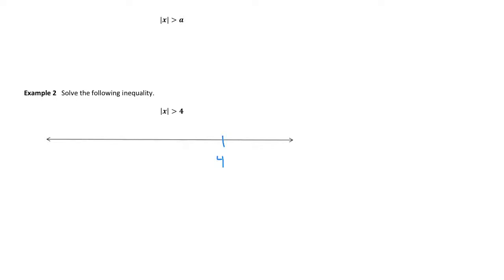Okay, 4 definitely not going to work. There is no equal sign here. So I'm going to put this open circle again at 4. Now I'll try, here's 3, 2, 1, 0, -1, -2, -3, -4, and so on. So over here is -4.